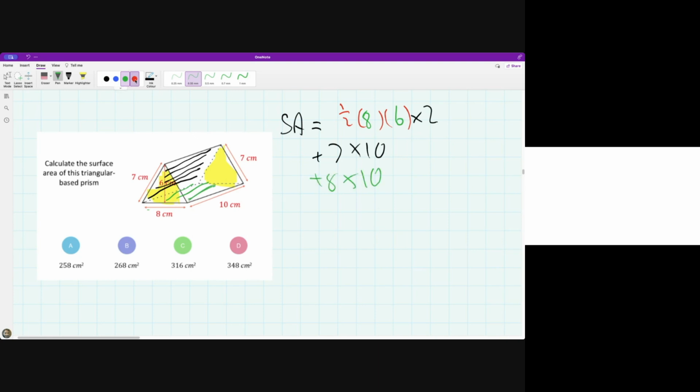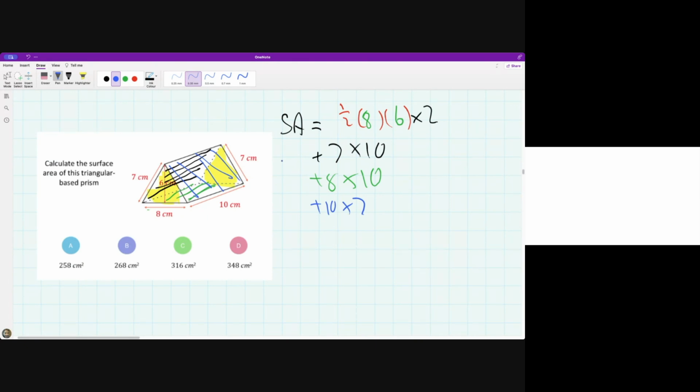And then the one over here that is facing us, I think that is 10 times 7 as well. So there's 3 rectangles and 2 triangles. That's perfect. Okay, let me see if I can add these all up.